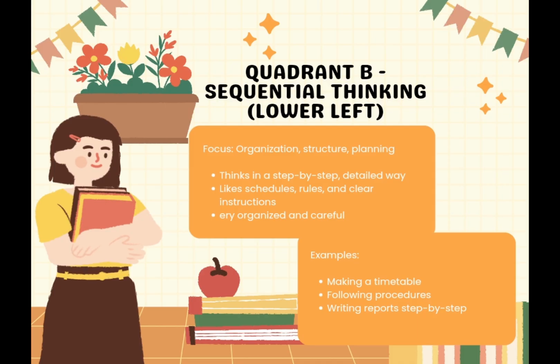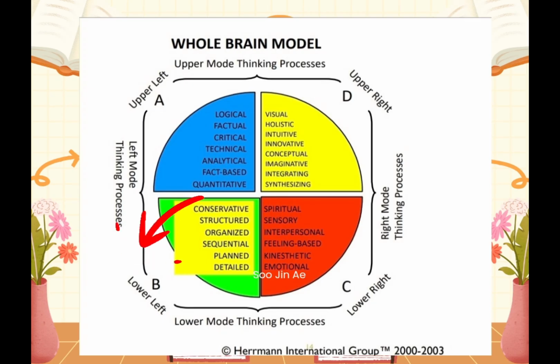The second one, quadrant B, sequential thinking, on the lower left, focuses on organization, structure, planning. Think in a step-by-step detailed way like schedules, rules, and clear instructions. Tidy, organized, and careful. For example, making a timetable, following procedures. This is the whole brain model, the lower left, green.